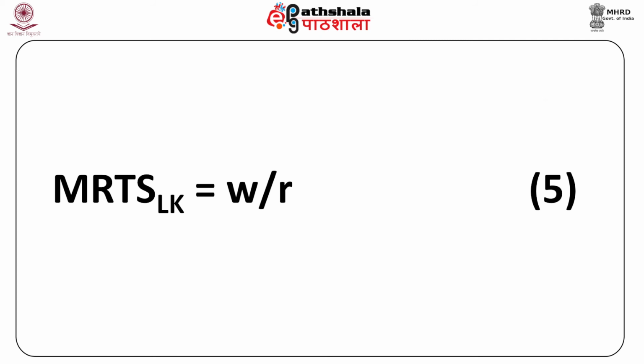This is given as equation 5. Hence, to minimize cost, the firm employs that input combination for which MRTS of labor and capital is equal to W by R, which is the least cost combination or profit maximizing condition for a firm given the input prices.